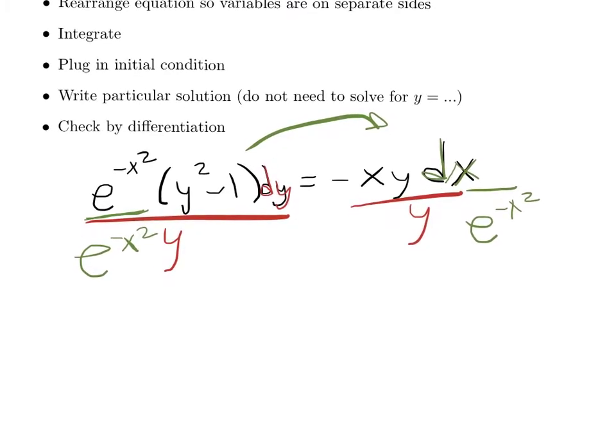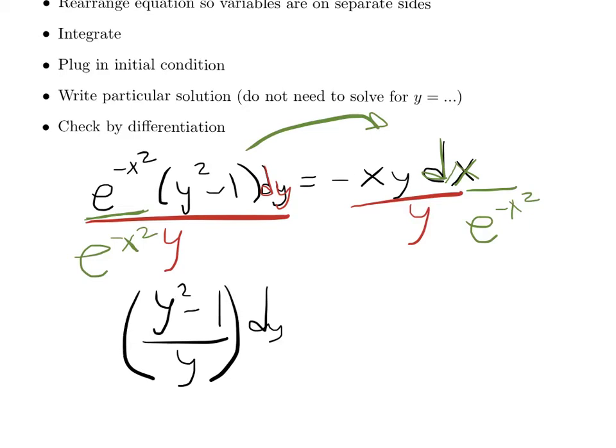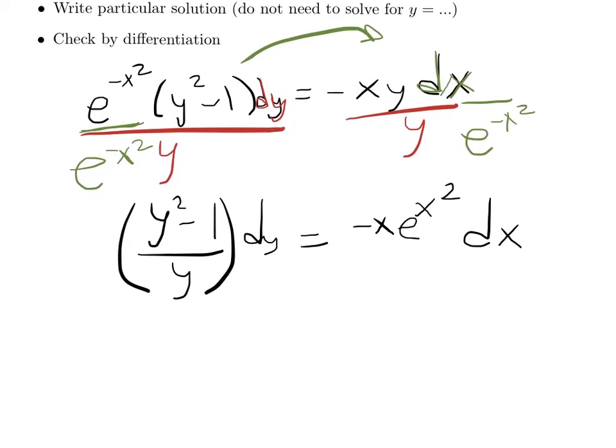So rewriting here, we have y squared minus 1 dy over y. And on the right side, we have negative x over e to the negative x squared, but if it's negative, we can flip it to the top, so times e to the x squared dx. Now we go through the work of integrating. So integral of the left, integral of the right.